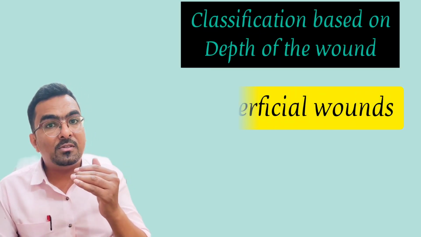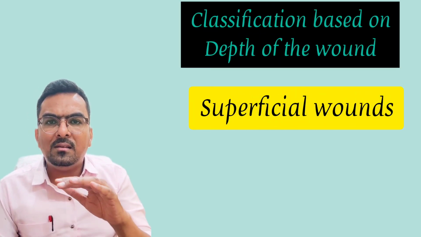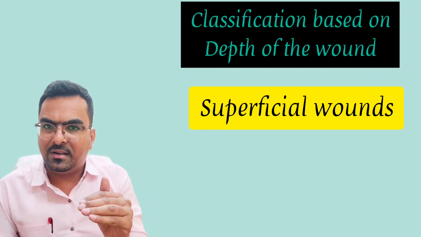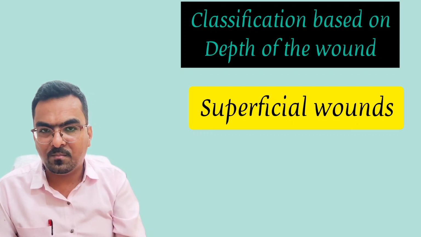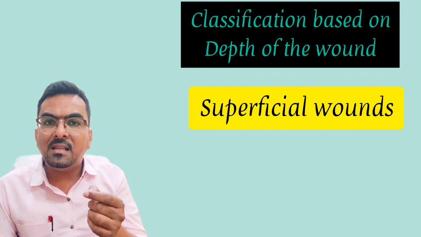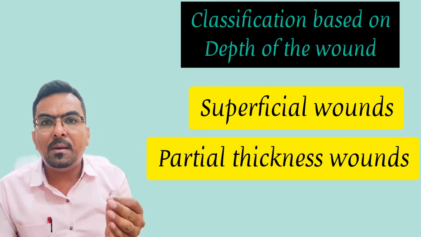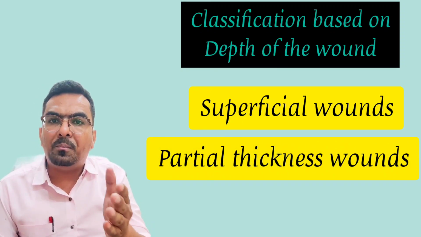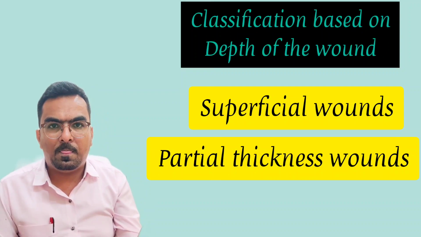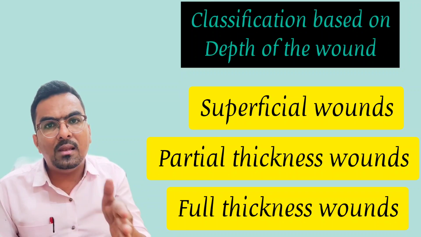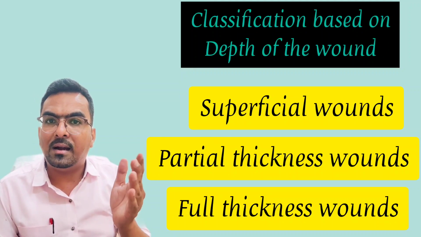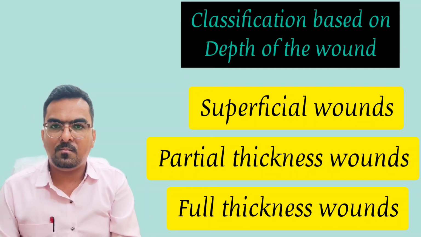Another type of classification is based on the depth. These are categorized as superficial wounds, when only the outer layer of the skin is affected, such as minor cuts or scrapes. Partial thickness wounds involve the deeper layer of the skin, but they do not penetrate through all the layers, whereas full thickness wounds extend through all the layers of the skin and sometimes involve the underlying tissues or organs.